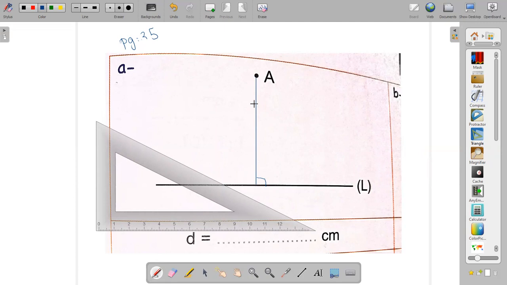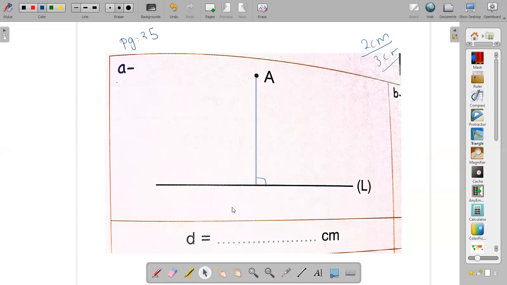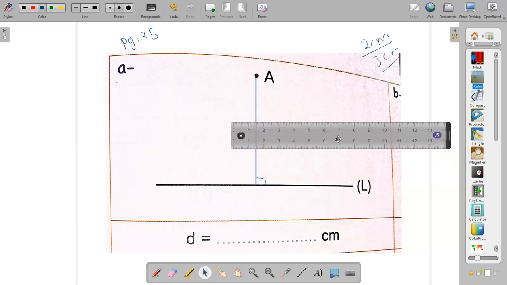The next step, in order to find the distance from this point, is how much? When I say distance, I mean, is it 2 centimeters? Is it 3 centimeters? How many centimeters? How do we measure them? We are not allowed to use the set square to measure them. I will remove the set square, no need now. I will use the ruler. So now we need the ruler in order to measure this distance.